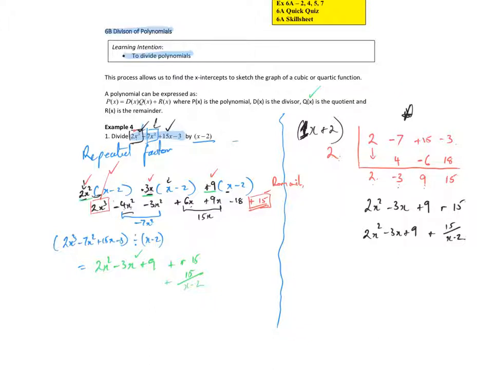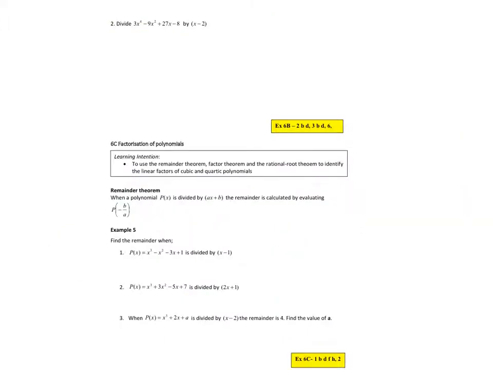Okay, so let's go have a look at another example. And again, we'll do both methods. So again, let's do our repeated factor method first. I've got x to the power of 4, divided by x minus 2, so I'm going to write x minus 2 out 4 times. Let's start with, what do I multiply this x here by to end up with that term there?